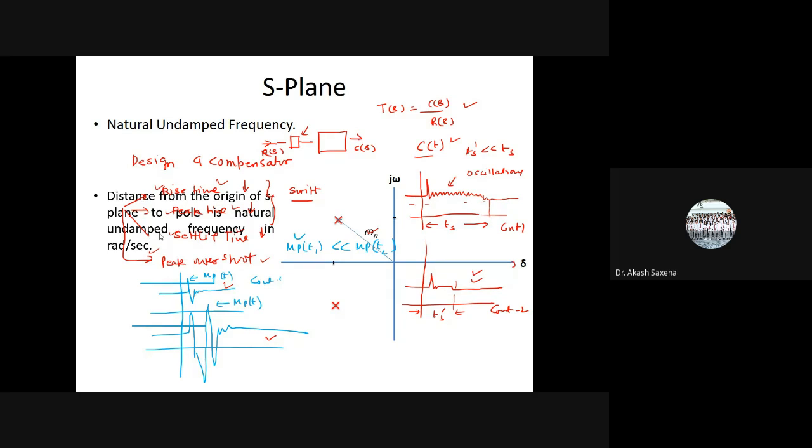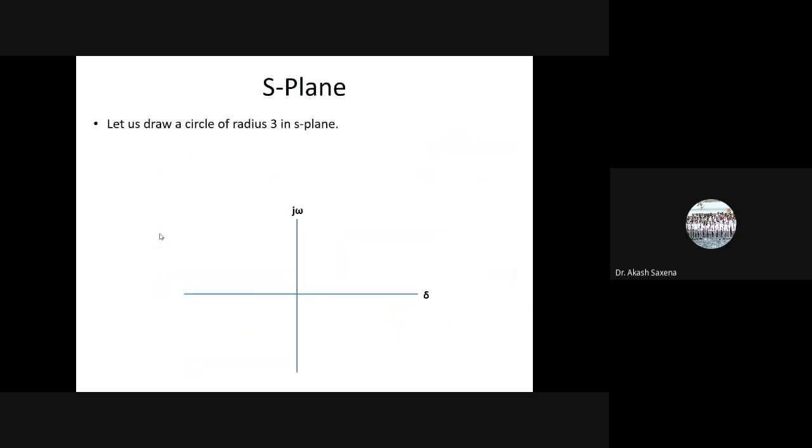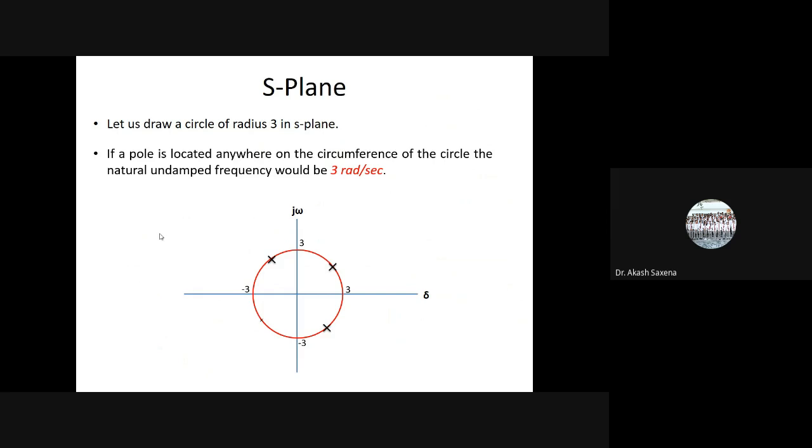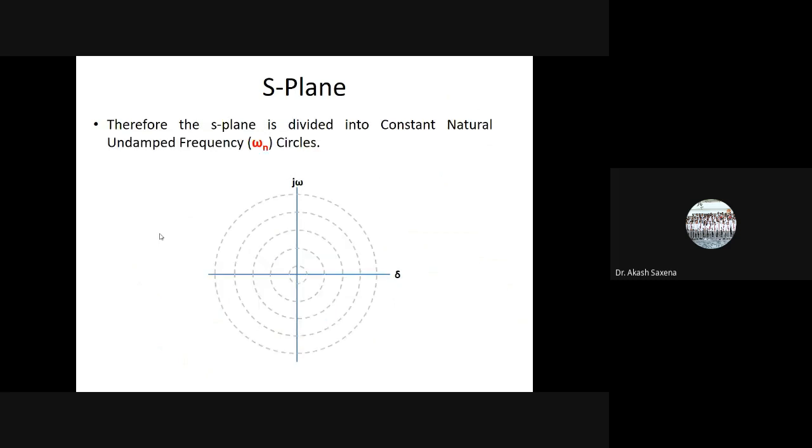So the distance from the origin of the S-plane to the pole is the natural undamped frequency in radian per second. So let us draw a circle with a radius of 3. If a pole is located anywhere on the circumference of the circle, we call it the natural undamped frequency, and it would be equal to 3 radian per second. Therefore, the S-plane is divided into circles of constant undamped natural frequency omega n.